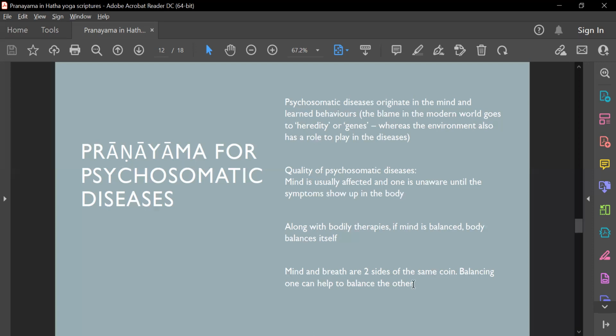This is actually written in many of the scriptures too. So balancing one can definitely help to balance the other, but knowing us, and we know the phrase monkey mind, if it was easier to control the mind first, we would have done it more commonly. But controlling the mind through breath is more doable, approachable, and easier than controlling the mind directly.